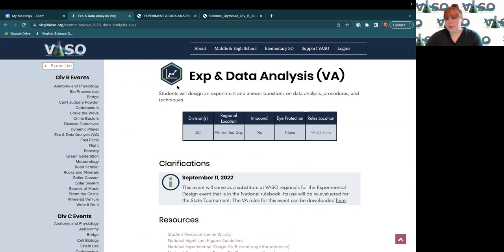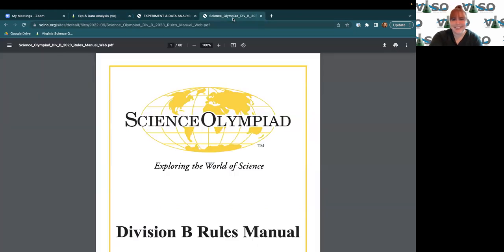But let's take a look at the Nationals rulebook. Again, I'm going to use Division B as an example, just because most people here are Division B. Division C people, replace Crime Busters with forensics in your head, as we talk about this.